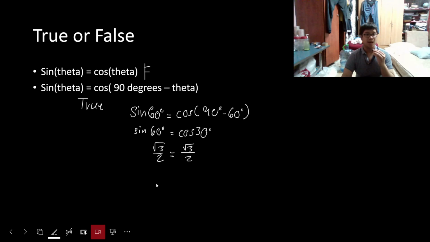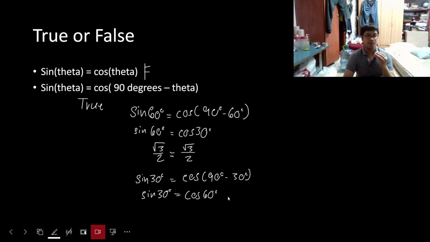Let's try another one. Let's say we have sine of 30 degrees. We substitute it here: cosine of 90 degrees minus 30 degrees. So on the right side, we will have cosine of 60 degrees. Now we compare the two. Sine of 30 degrees is 1/2, and cosine of 60 degrees is also 1/2.